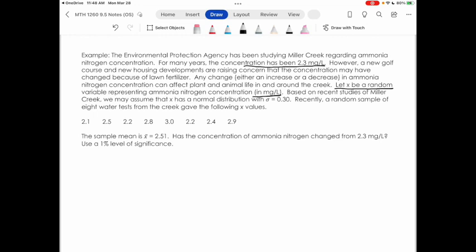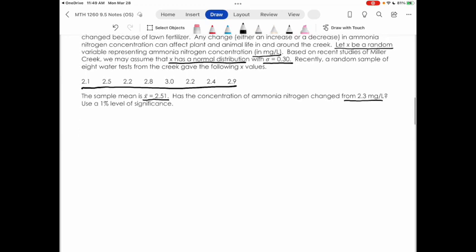So we're going to say let X be a random variable that represents the ammonia nitrogen concentration in milligrams per liter. We're going to assume that X has a normal distribution and the population standard deviation is 0.30. And then we have the following information that was collected. And from that sample, we had a sample mean of 2.51. So the question is, has the concentration of ammonia nitrogen changed from 2.3 milligrams per liter? And we're going to use a 1% level of significance.